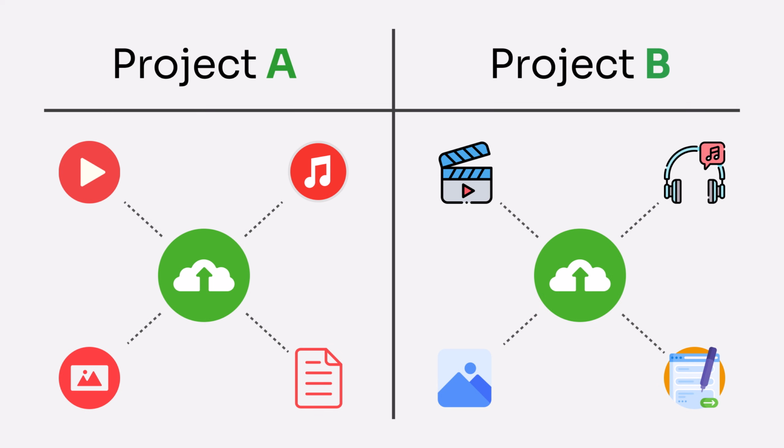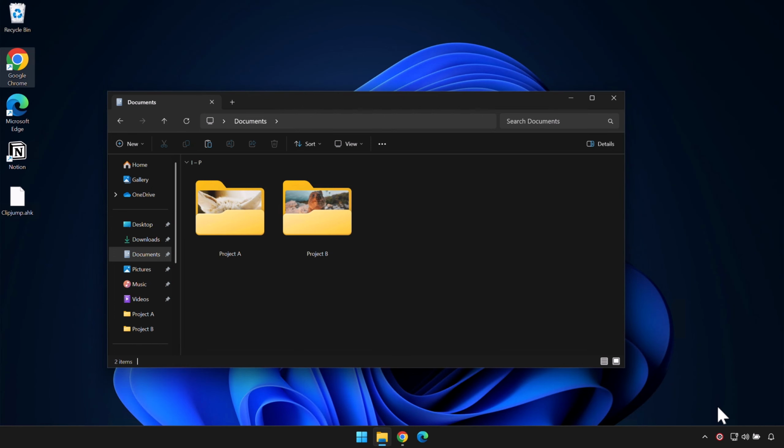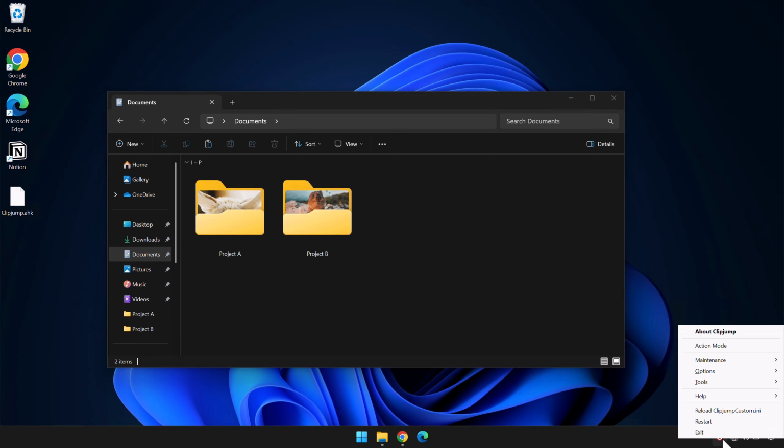Another example. Let's say you work on different projects and want to store quick data separately. In a regular scenario, clipboard history becomes a mess of unrelated clips. The only thing that connects them is the chronological order of your actions. With ClipJump, you can organize these clips using channels. In the system tray, right-click to open the program menu. Then go to Tools, Channel Manager.